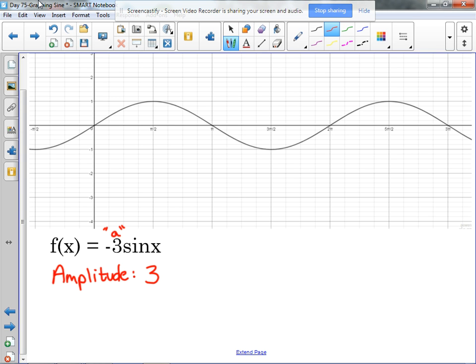I forgot to mention this before. Amplitude is always positive. Even if there's a negative number in front, the amplitude is always positive. So I'm going to put that in parentheses so I can remember that. The negative is going to flip it over.